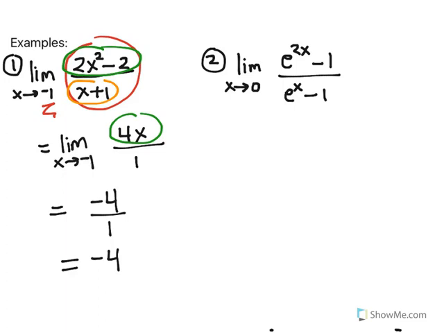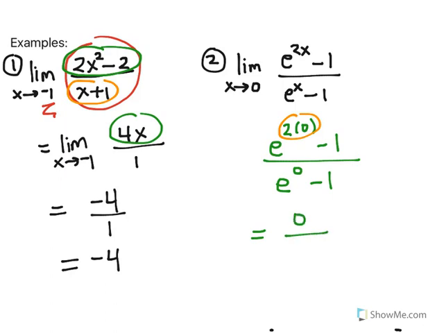So now let's look at number 2. We also have the limit of a quotient as x approaches 0. So we will try direct substitution. We will have e to the 2 times 0 minus 1 divided by e to the 0 minus 1. Now 2 times 0 is 0, so I have e to the 0, which is 1. 1 minus 1 is 0. And in the denominator, e to the 0 is 1. 1 minus 1 is 0. So I get the indeterminate form 0 over 0, so I may use L'Hopital's rule.